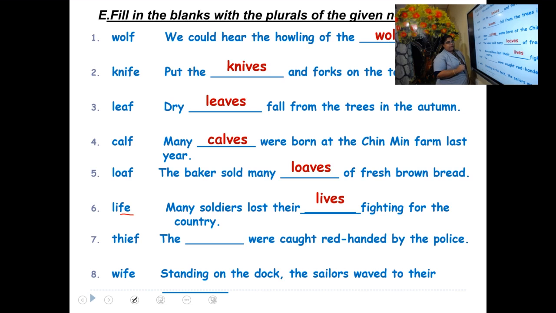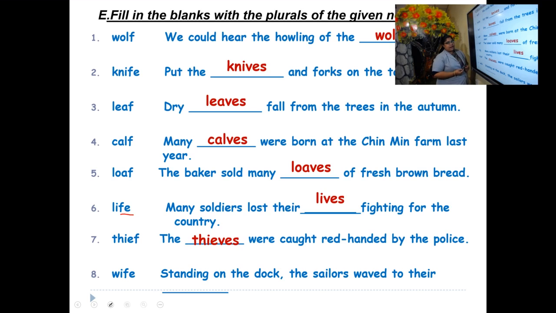The word thief. This one also we have already seen in the picture, right? So it's easy. Tell me the answer first. What's the answer? Yes, thieves. Spelling: T-H-I-E-V-E-S. So can we move to the last question, the eighth question?